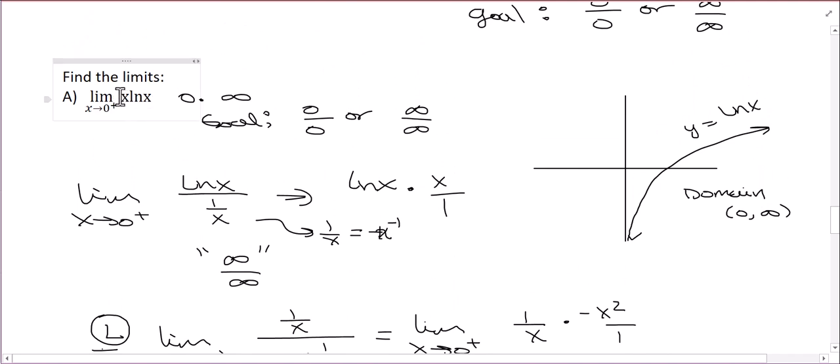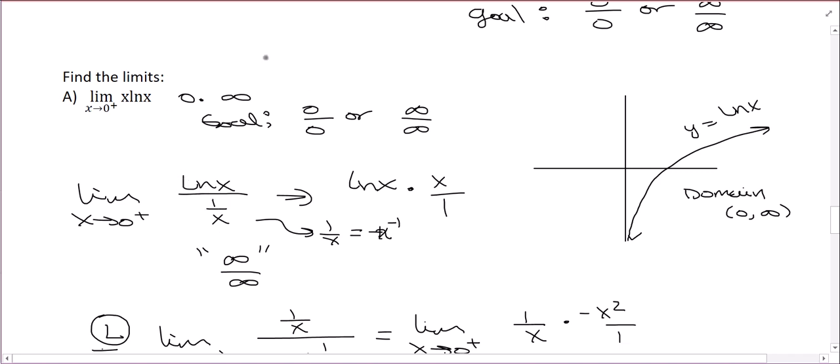Okay, so here, sorry, when you see 0 times infinity, it's really going to depend on the function, because you might be thinking, why did you choose to rewrite the x? Because I think taking the derivative of 1 over x is better than taking the derivative of 1 over ln of x.